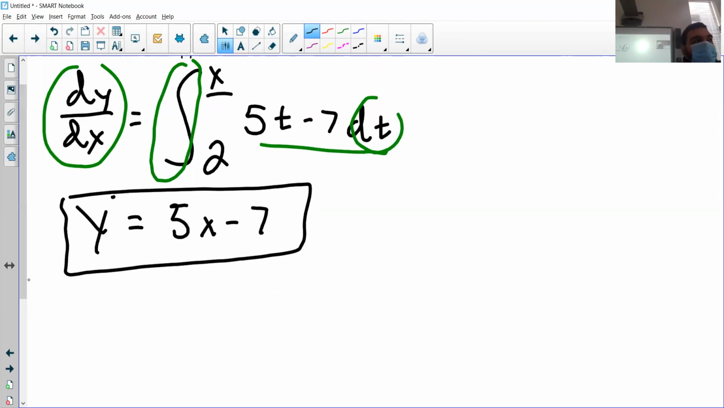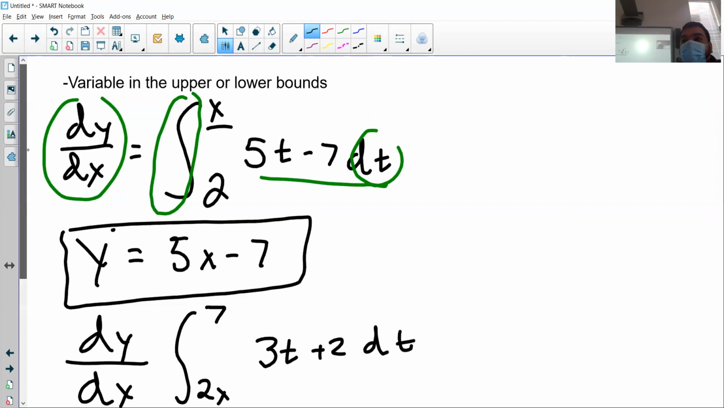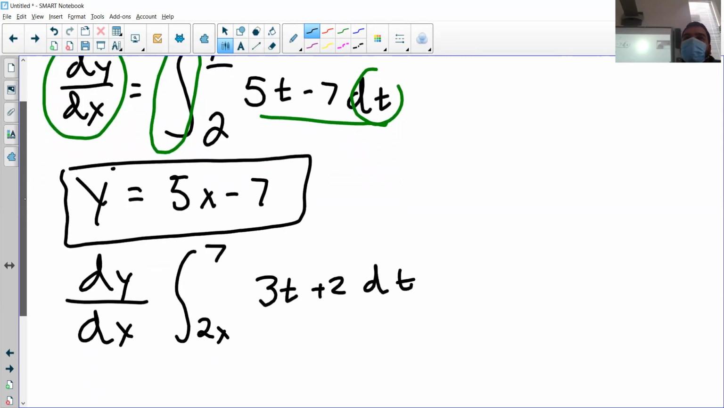All right, now the one that actually kind of has to do some math. So dy dx of the integral, let's do a lower bound one. Let's say from 2x to 7 of 3t plus 2 dt. This is variables in the upper and lower bounds, which would fall under, if you look at it in a book, the fundamental theorem of calculus, okay?